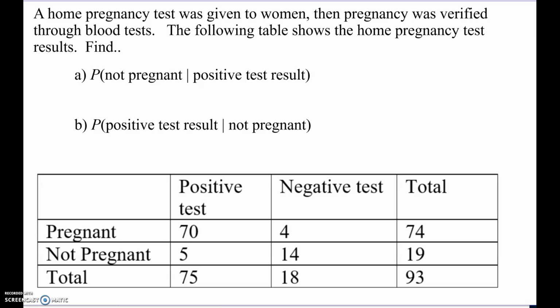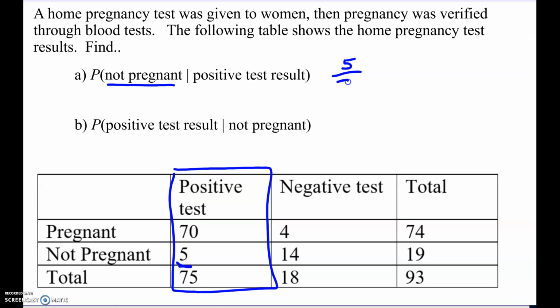All right, so the first thing is, can we find the probability that someone is not pregnant given they actually had a positive home test result? Well, let's see. A home test result that's positive means we're going to focus in on this column here. So that's all I'm going to look at. Now I want to answer the question, what number of those were not pregnant? Well, that's the 5 here. So it's going to be 5 out of 75, or 1/15th, right? So the test said you're positive, but really the reality is you're not.